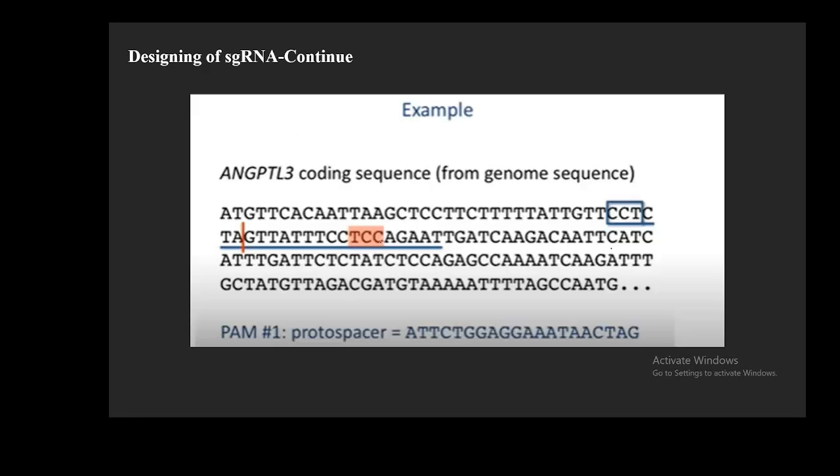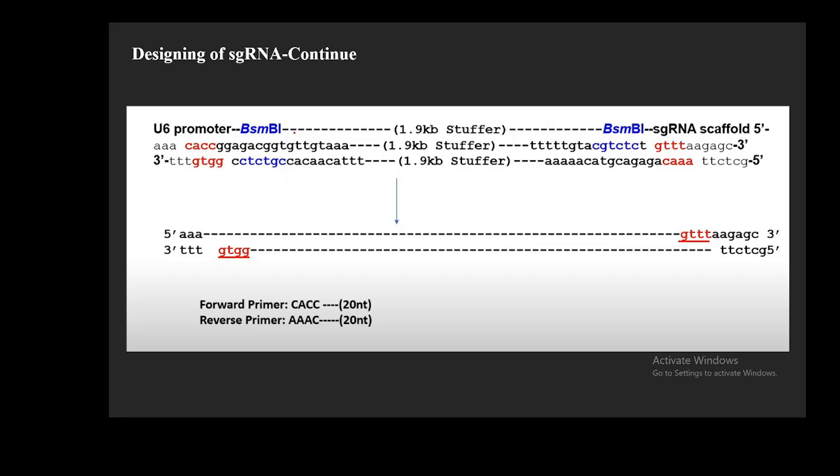Okay, so what happens for that? Suppose the plasmid vector which you are using contains the U6 promoter. So when you digest this plasmid with the BsmBI restriction enzyme, the stuffer fragment is going to be removed. So what is going to be the stuffer fragment here? This, from here, like this. So this is going to be your stuffer fragment. Okay, so you will be having the overhangs.